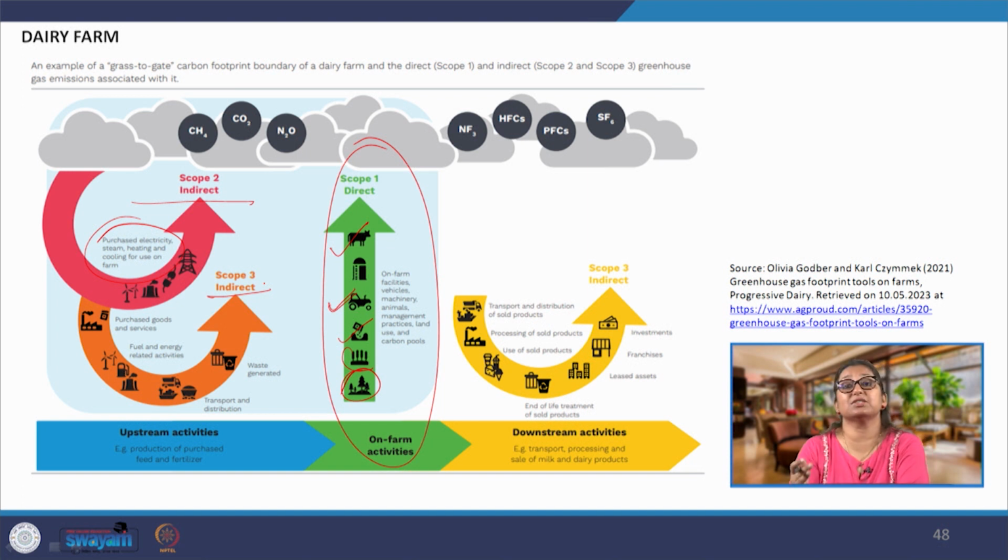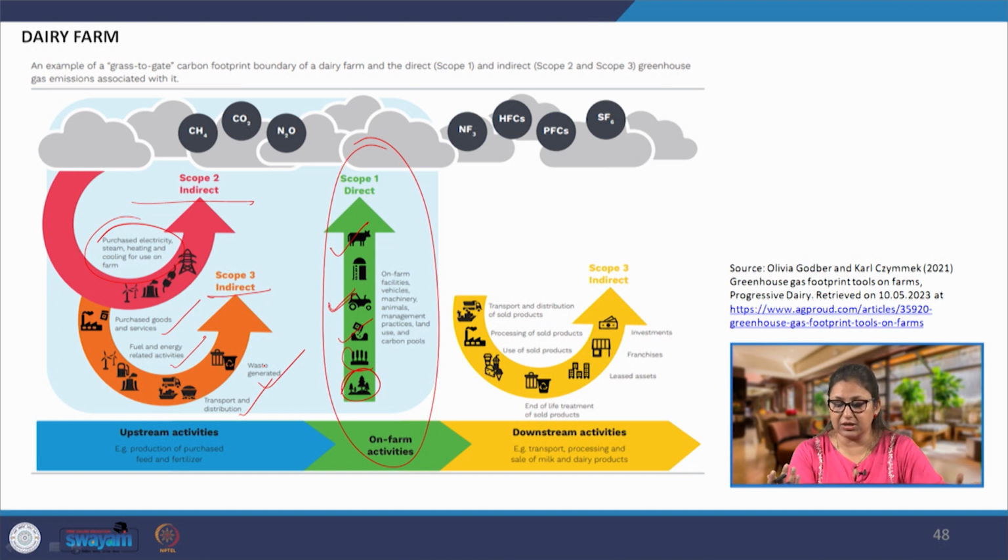For example, purchased goods and services. So, we are purchasing, say, synthetic fertilizer. The emissions resulting from the fertilizers used on the ground and the chemical reactions that take place will be counted as direct emissions, but the emissions due to manufacturing of the fertilizer itself are part of scope 3 indirect emissions. So, purchased goods and services, fuel and energy related activities, waste generated during the upstream activities, and transport and distribution which we have seen.